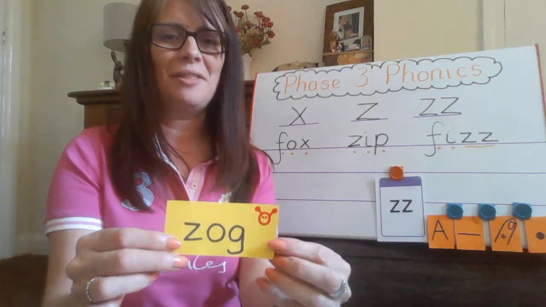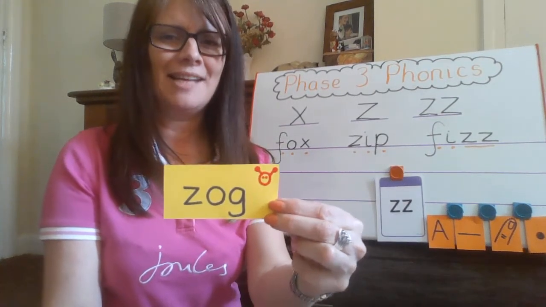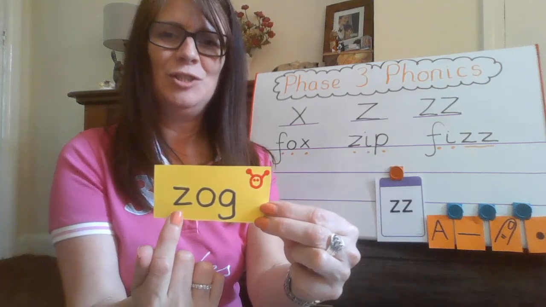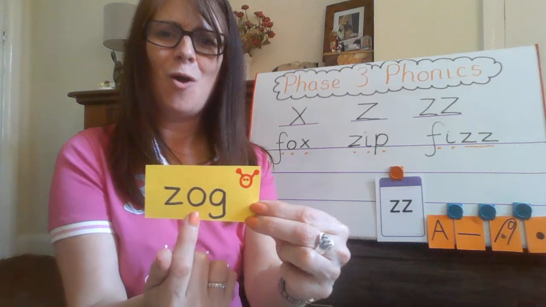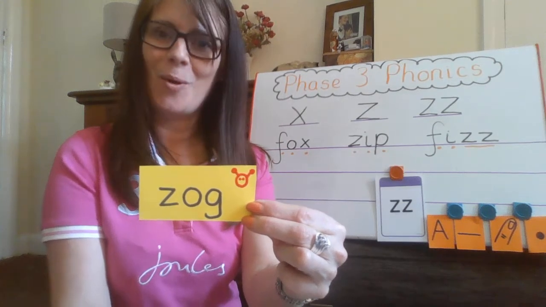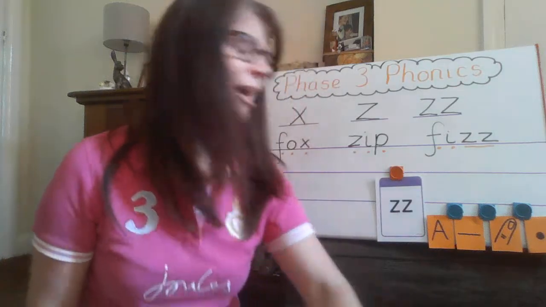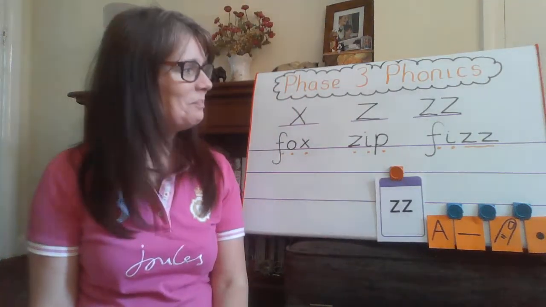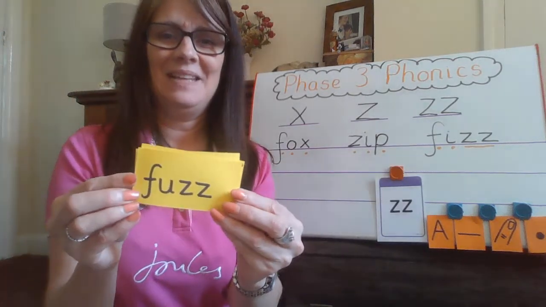Oh, we've got another alien name, alien word. You can still sound it out. Are you ready? Z, o, g. Zog. Well done. Last set. Do you know which sound we're going to be looking at now? Here we go. Ready? Sound it out.